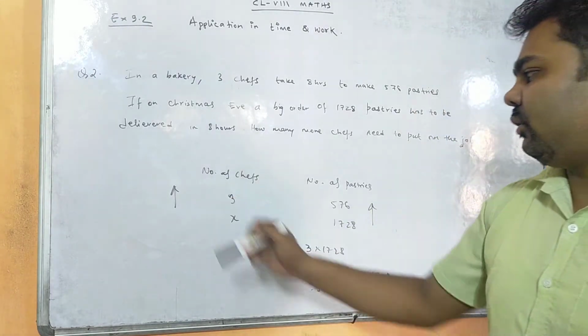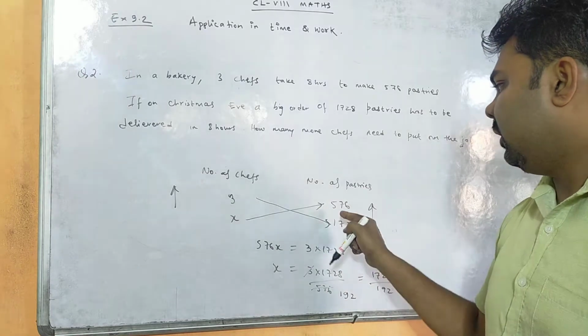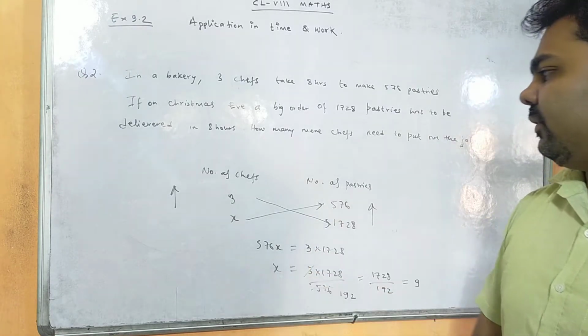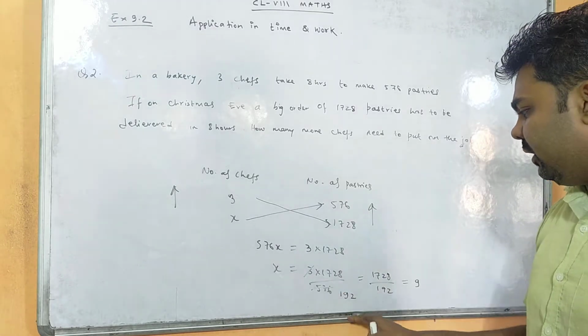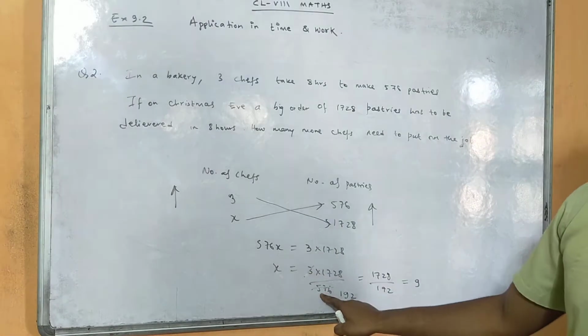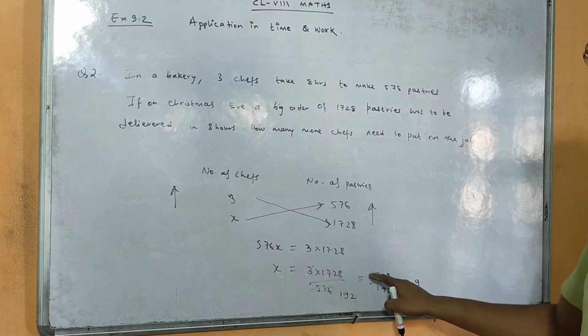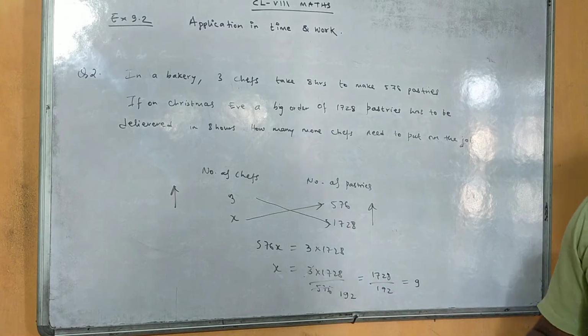So in a direct variation question we need to cross multiply. You see, I have cross multiplied here. That is 576 into x, 576x, equals 3 into 1728. Now if you cancel by 3, 3 1 is 3, 3 1 is 3, 3 9 is 27, 3 2 is 6. That means 1728 by 192. After dividing, how much are we getting? We are getting 9, right?